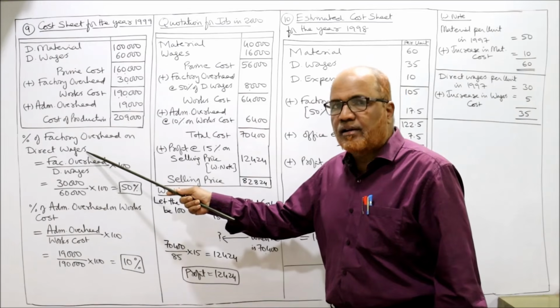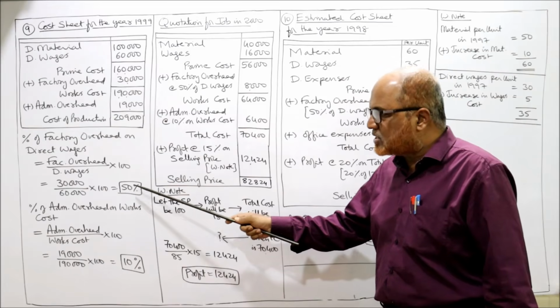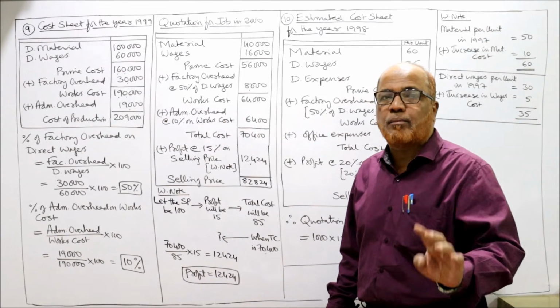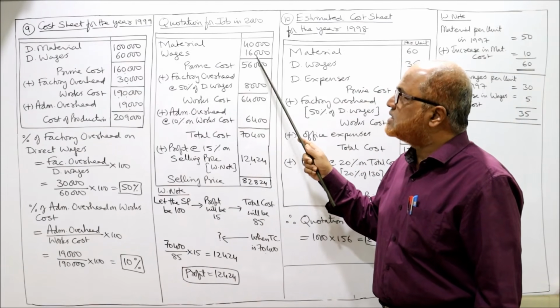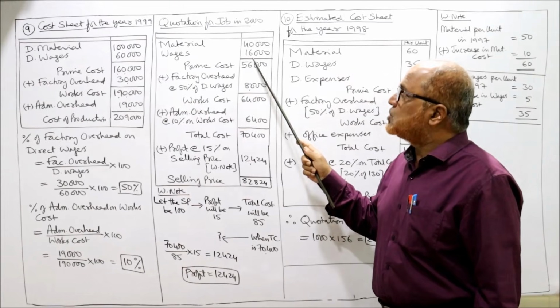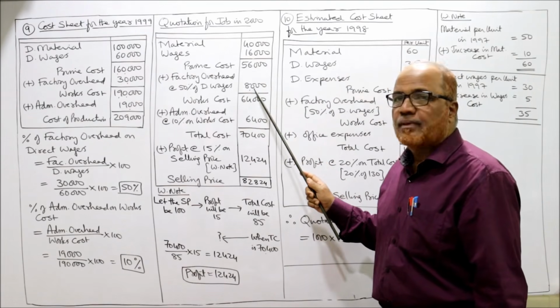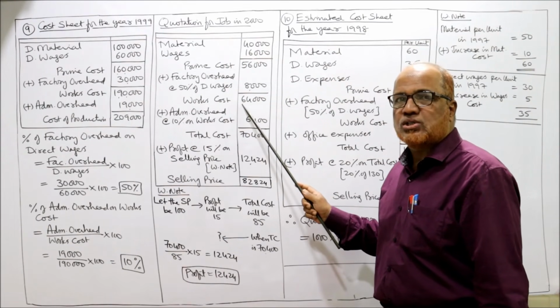So that's why we have calculated here. So add factory overhead 50% of direct wages, from here we got it. Last year's percentage we calculate and apply in the current year. So 50% of direct wages. How much are the direct wages here? 16,000. So 50% of 16,000, 8,000. So 56 plus 8, 64,000 is the works cost.